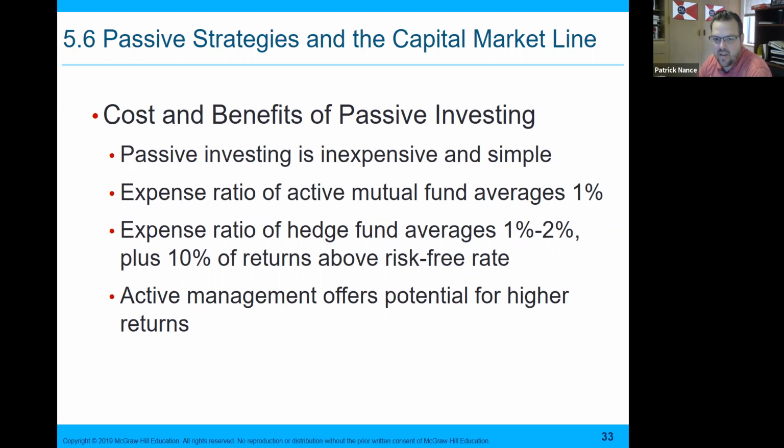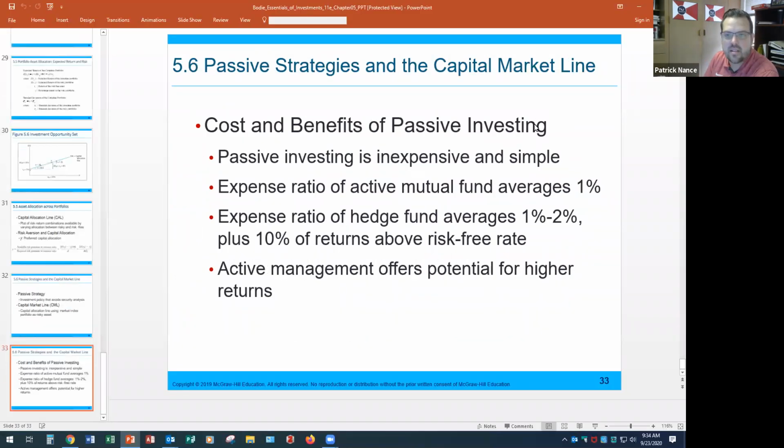The expense ratio of hedge funds averages 1 to 2 plus 10% of the returns above the risk-free rate. So hedge funds, while they return a lot more, you can see they have a much higher expense rate. Active management offers a potential for higher returns, which is true, but it's a matter of whether those higher returns hold enough value to cover the cost of the expenses that the hedge funds often require. And that is it for video 3, and that's all for chapter 5.